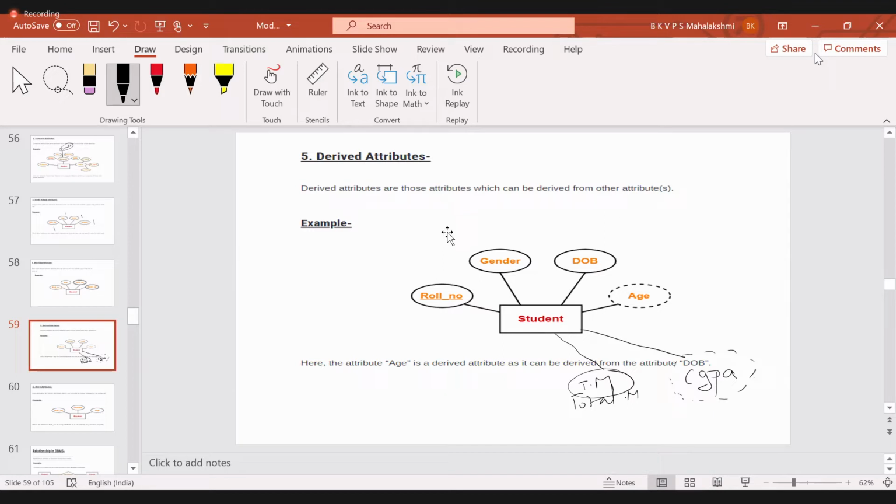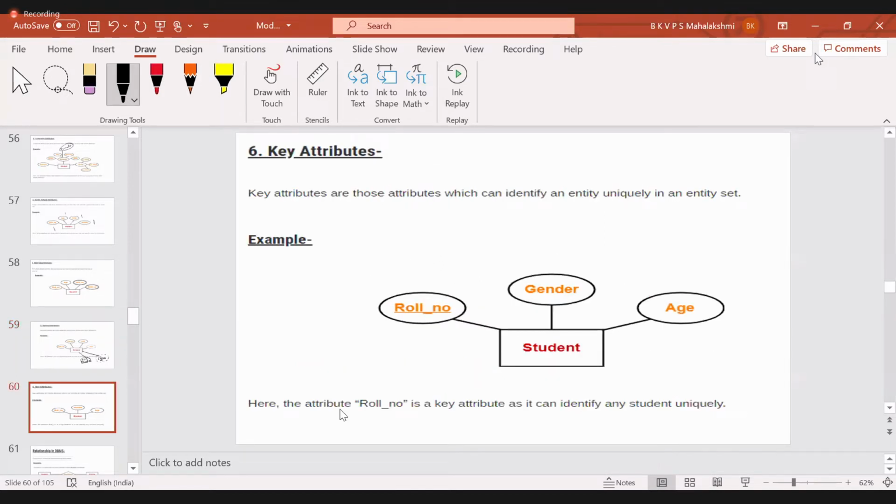Understood? Yes, ma'am. Okay. Next, key attribute. For the key attribute, what is the representation? Normal oval only, but we should put an underline for the attribute name.